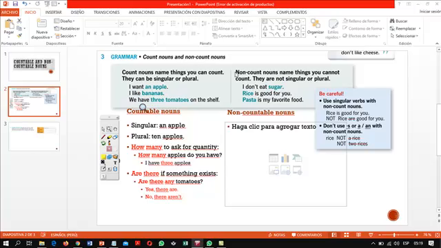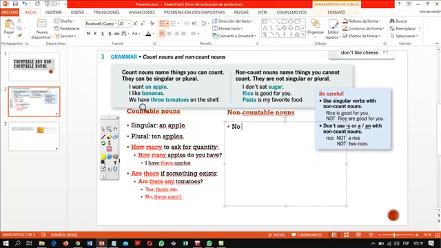Basically, as it says in the grammar chart, it is a noun, or these are things that you cannot count. So there are no singular and no plural, right? That is key. No singular or plural.